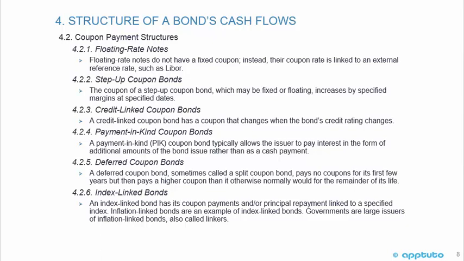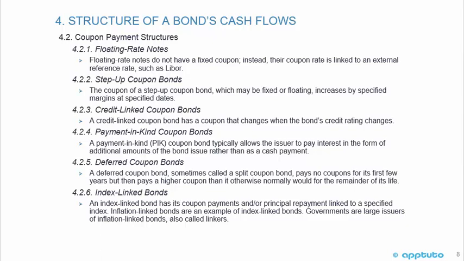Credit-linked coupon bonds. A credit-linked coupon bond has a coupon that changes when the bond's credit rating changes. So if the credit rating goes down, you could imagine that the coupon payment would go up. If the credit rating goes up, the coupon payment would go down. Payment in kind coupon bonds.